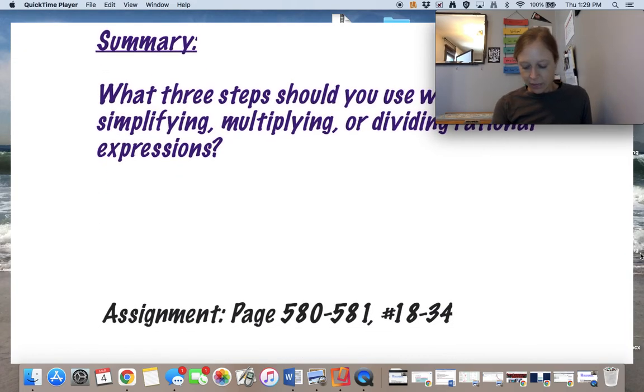Your assignment this week, I know it looks like a good chunk of problems. Some of them will be fast, some of them will be a little bit slower, but let's be honest with ourselves. We probably need the factoring review because this is not a standalone skill this week. We're going to keep needing the factoring skills through the whole rest of this chapter, okay?